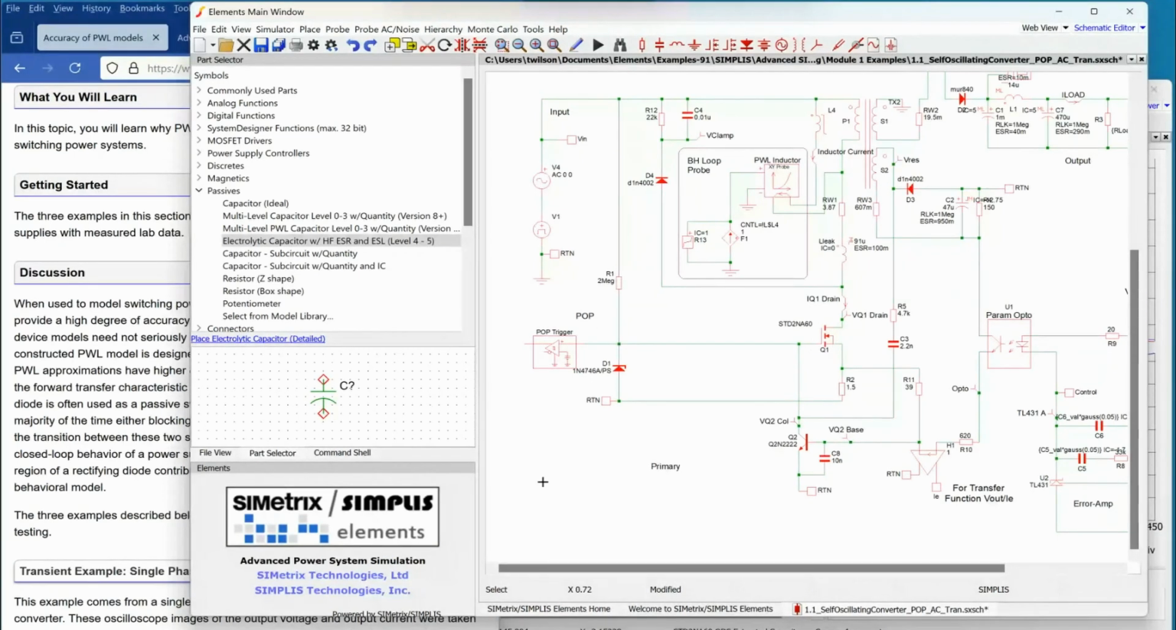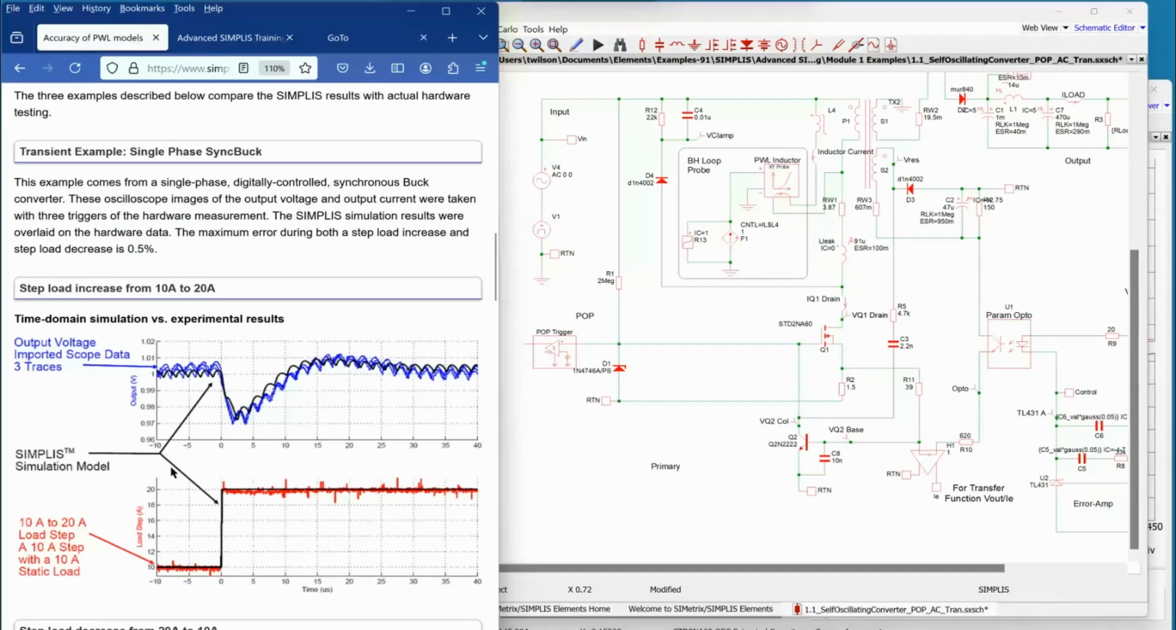So what we're going to look at now is a number of examples where we are comparing oscilloscope measured data from the lab and the SIMPLIS predictions based on the model. Our first example is an Infineon digitally controlled synchronous buck. It's got an output voltage of 1 volt, and the step load goes from 10 amps to 20 amps. You can see the scope trace in red for current and in blue for the output voltage.